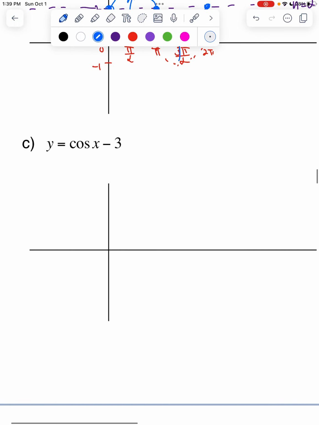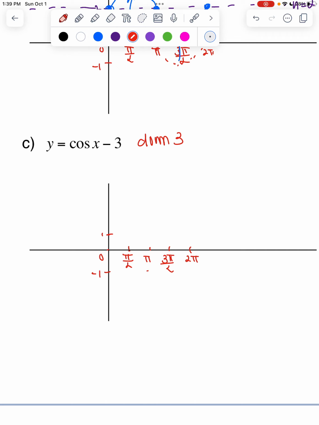Alright, for part C, it looks like we're just having a vertical translation. We're just going to go down 3. So again, you don't have to start with your parent function. I just think it's easier to see what's going on.